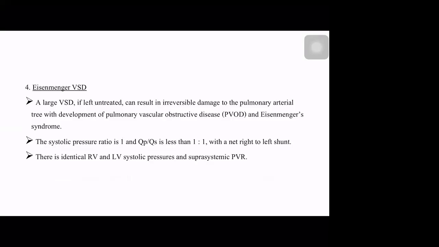The fourth one is the Eisenmenger VSD. A large VSD, if left untreated, can eventually result in irreversible damage to the pulmonary arterial tree with development of pulmonary vascular obstructive disease, that is PVOD, and Eisenmenger syndrome. The systolic pressure ratio is 1 and the QP/QS ratio is less than 1:1 with a net right to left shunt. There is almost identical right ventricular and left ventricular systolic pressure, and mostly suprasystemic PVR.